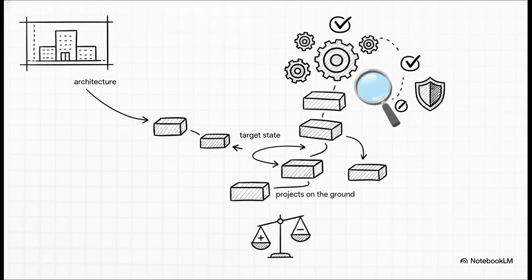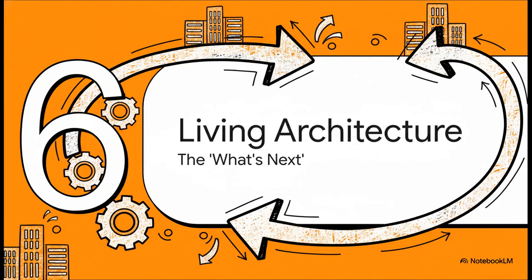Now, governance isn't about control, it's about ensuring the value promised by the architecture is actually delivered by the projects on the ground. You know, every little trade-off made during implementation can impact that target state, and governance helps manage that complexity. But the ADM doesn't just stop once a project is complete.